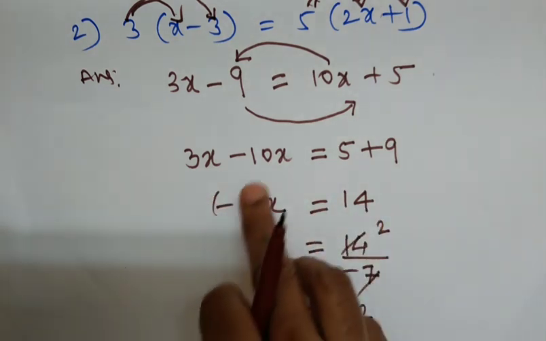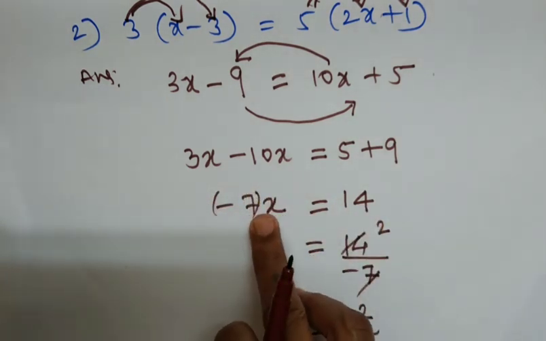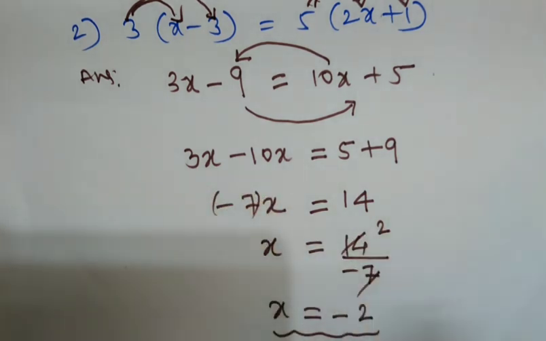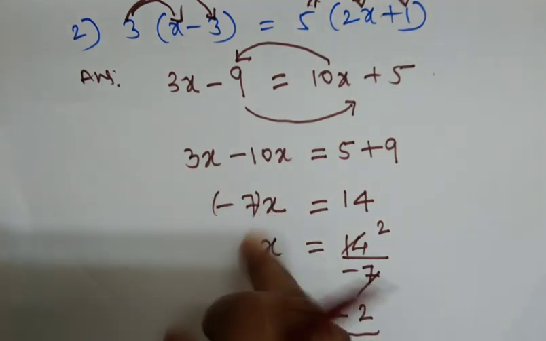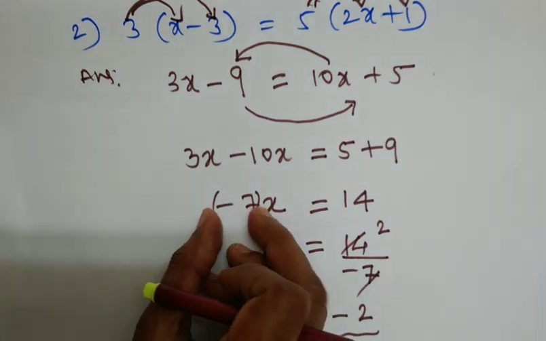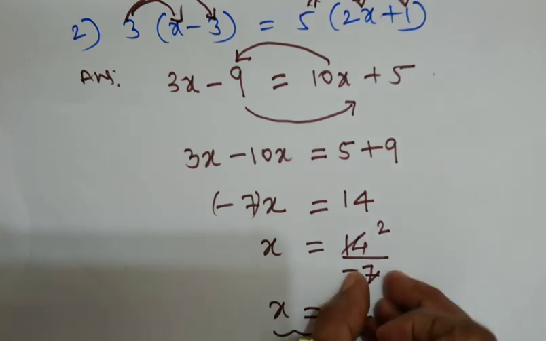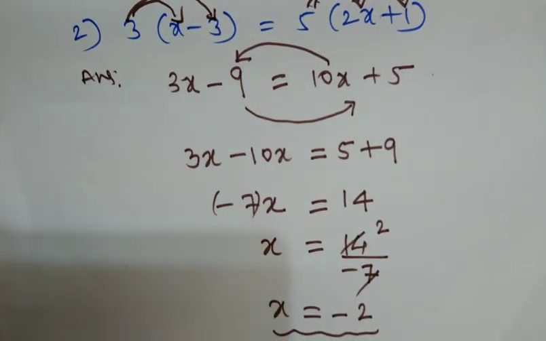Now the relation between these two is into, so you have to take this minus 7 to right side. Minus 7 will not become positive, because here the sign is into, so minus 7 is the coefficient. If you take this coefficient to right side, into becomes division. So 14 divided by minus 7. So x is equal to minus 2. Minus 2 is the solution of this equation.